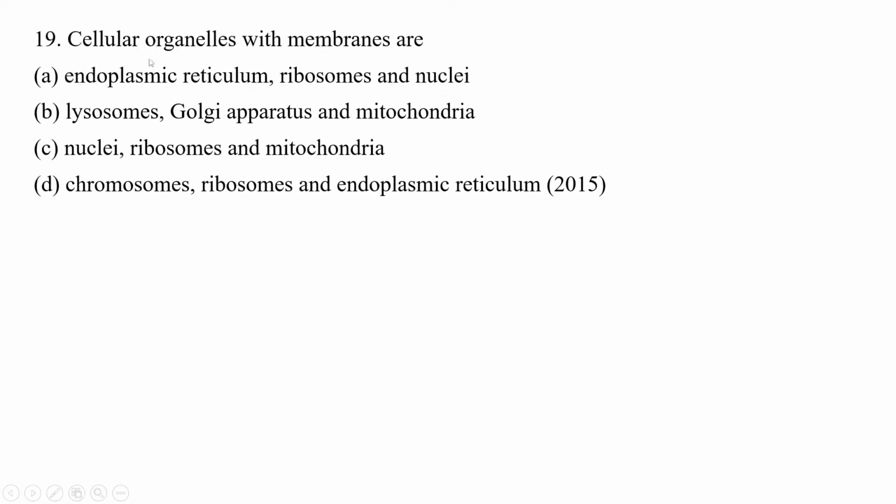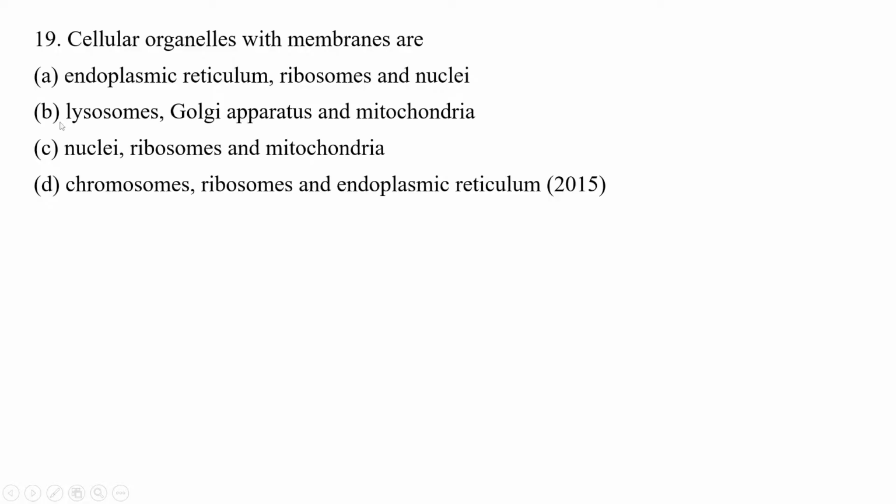Cellular organelles with membranes: four options are given, and you have to find out which organelles have membranes. Option A, endoplasmic reticulum. Of course, endoplasmic reticulum has a membrane. Ribosomes, no. In this question you have to find out which are membrane bound. Ribosomes don't have any kind of membrane, that's why option A is not correct.